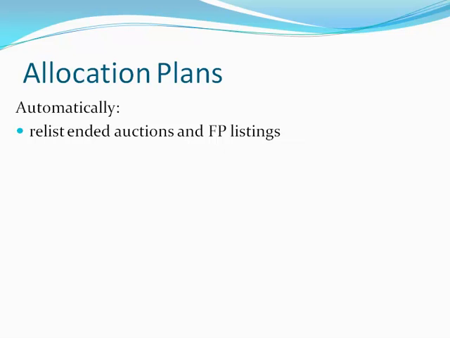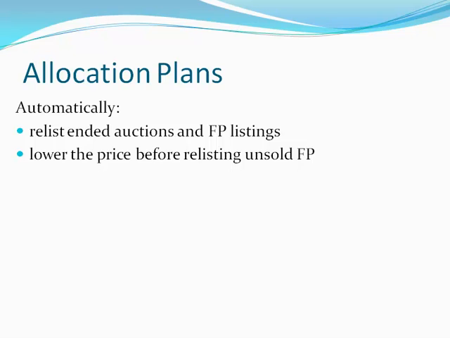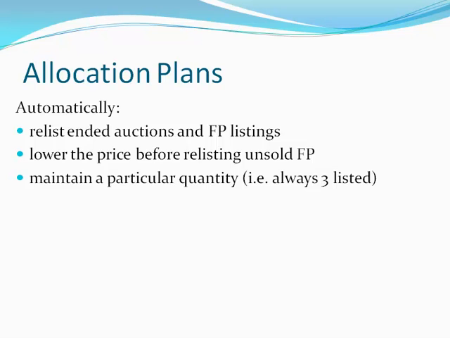Any fixed price items that didn't sell can automatically have their price lowered before being relisted. Allocation plans can also be used to revise running listings. This can come in handy when you want to automatically maintain a particular quantity of items on a site. You may have 100 items in inventory, but only want to keep 3 listed to give a sense of low supply.